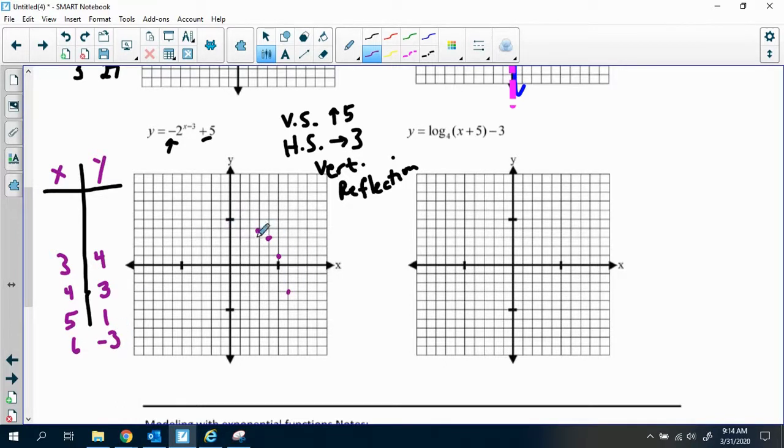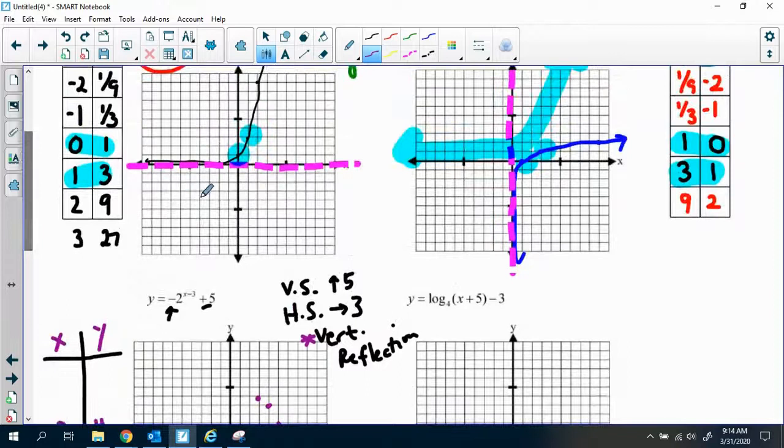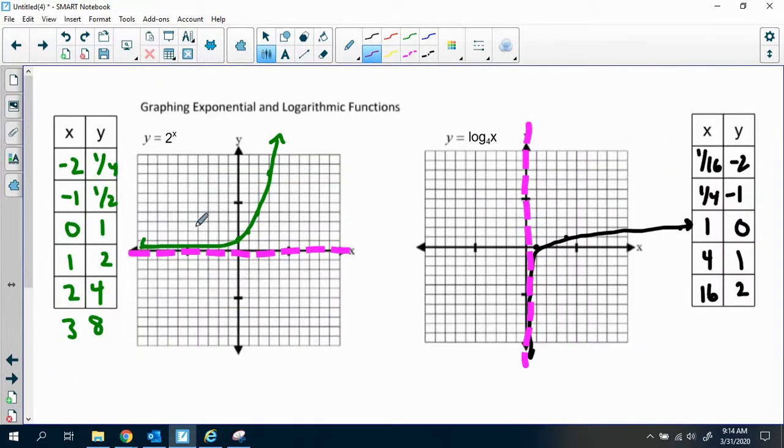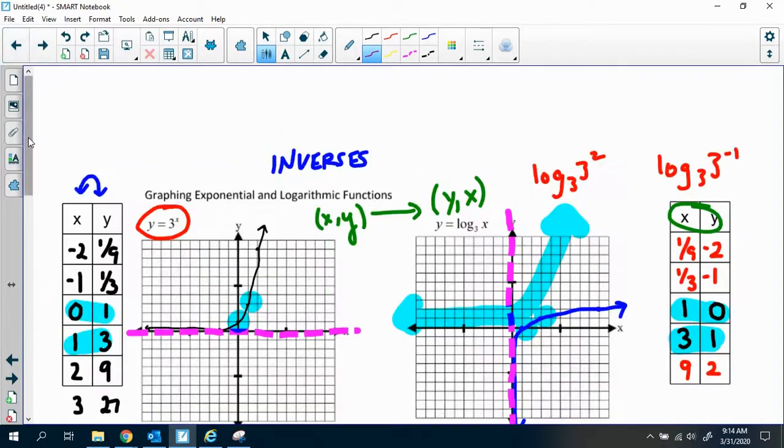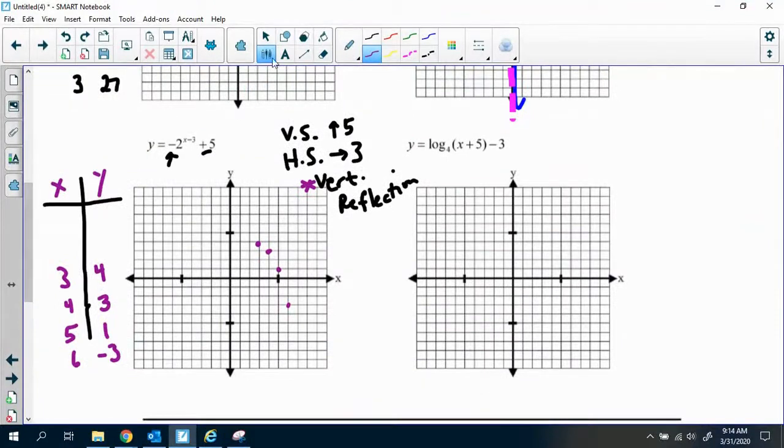So my graph appears to be growing fast, going down. And that makes sense because it's a vertical reflection. Now, this vertical shift up 5, let's think about what's happening. I have this asymptote at 0. Well, my graph is going to move up 5. So my asymptote is likely going to be at y equals 5.